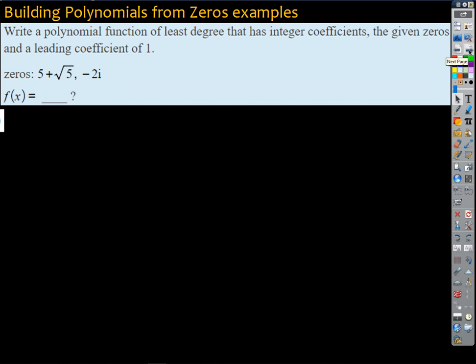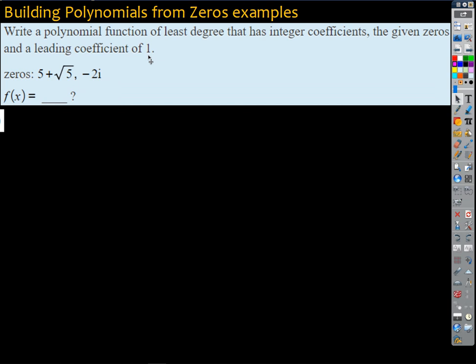So these are easier. There's another kind of problem. I just want you to be able to really get this. You have to see this from all angles. So what if I pose a different kind of question here? Write a polynomial function of least degree. So what's that mean? The smallest possible degree. I mean, there's going to be an infinite number of polynomials that would have these two zeros, right? But I want the simplest one, the one with the least degree that has integer coefficients. So all the coefficients, no fractions, no radicals, with the given zeros, and we're going to make it really simple. It has to have a leading coefficient of 1, okay?